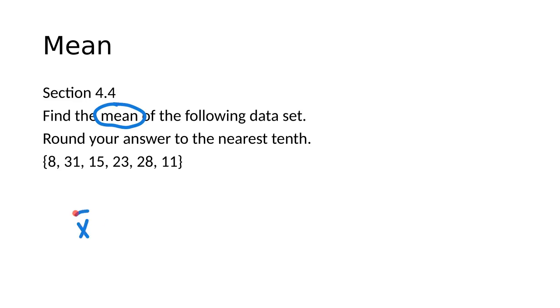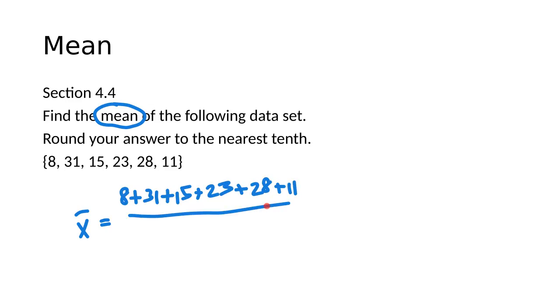So if we want the mean of this, we're going to have to do 8 plus 31 plus 15 plus 23 plus 28 plus 11 divided by however many data points there are. 1, 2, 3, 4, 5, 6. So we'll divide by 6. So we'll add all those together. 8 plus 31 plus 15 plus 23 plus 28 plus 11. That's 116. And we'll divide by however many data points there are. There are 6.